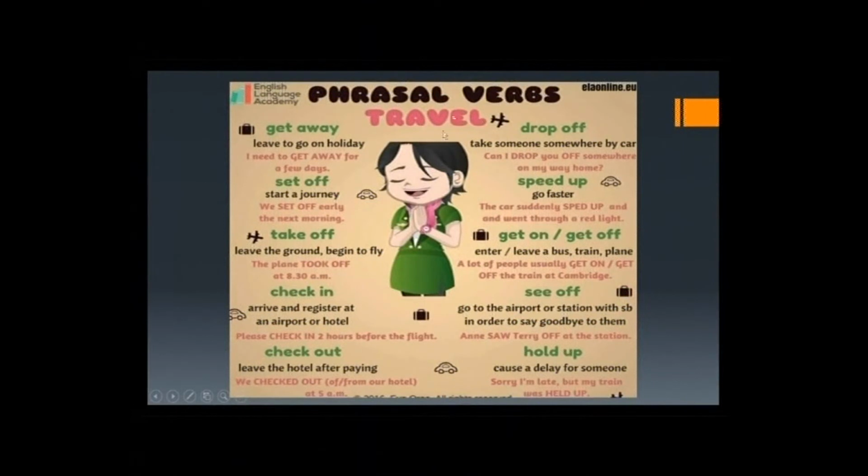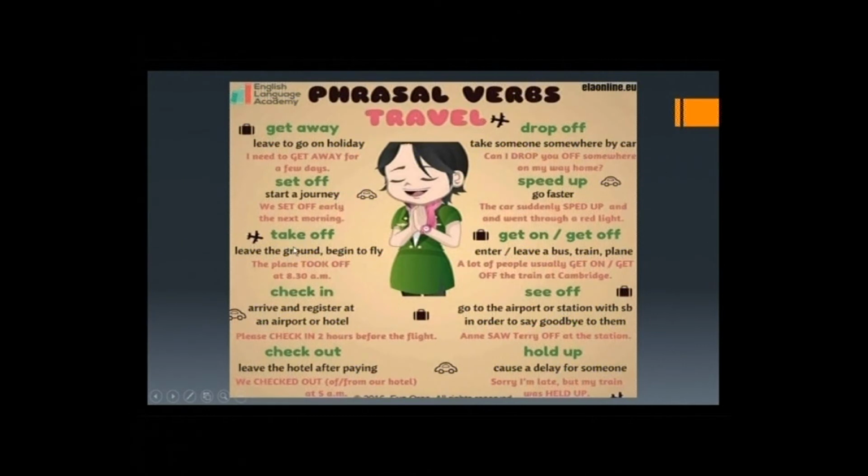Now travel, that's a favorite part of everyone. So you should have this idea of travel, what sort of things we can use in travel. First is get away. Leave to go on a holiday. I need to get away for a few days. Means I need a breather for a few days. Get away. जो normal routine है उससे दूर चले जाना. Get away. Then set off. Start a journey. It's a common word.